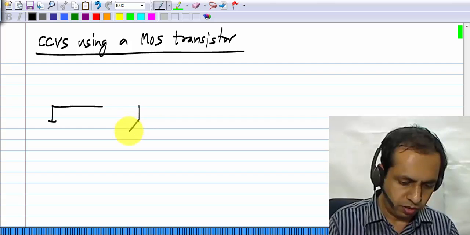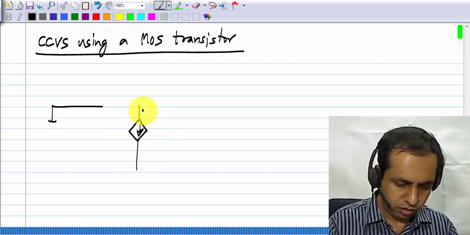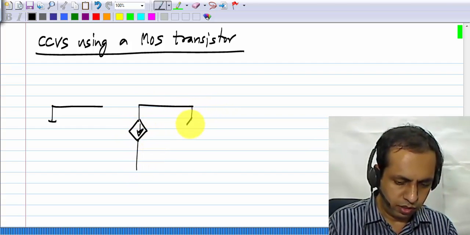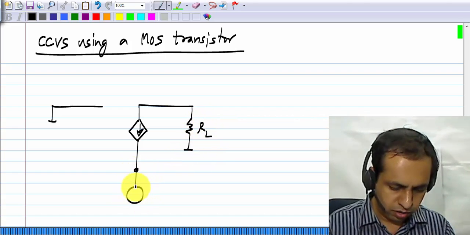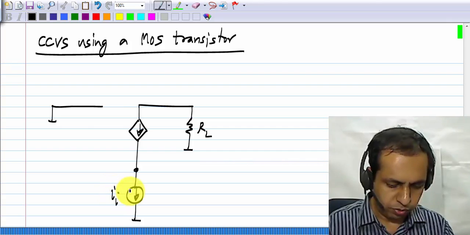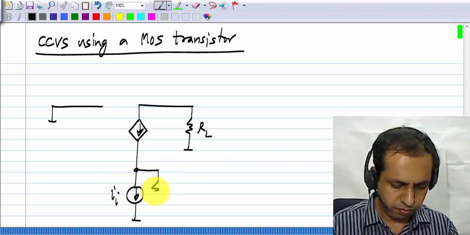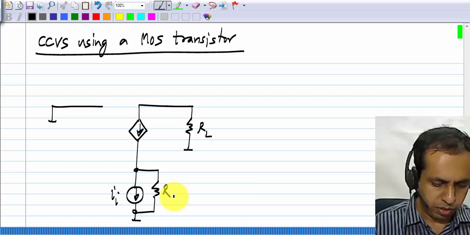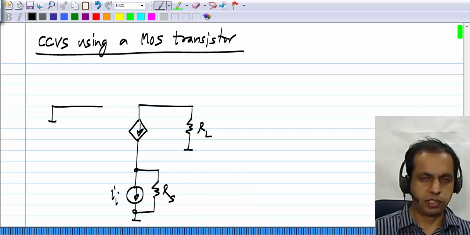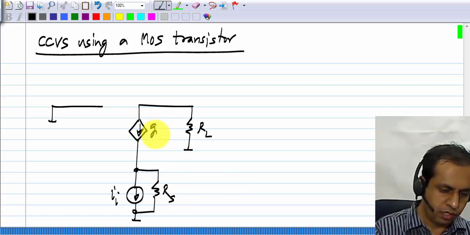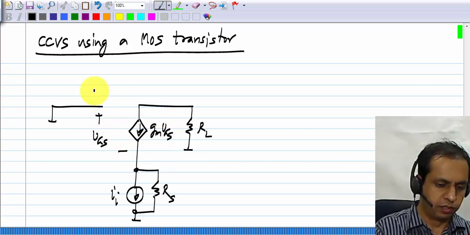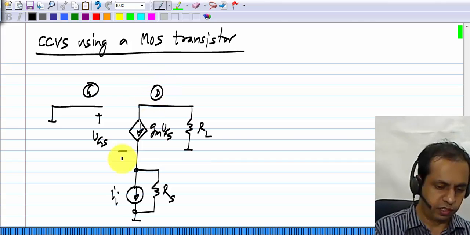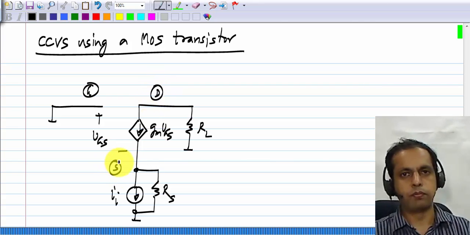The gate is connected to ground, and there is a load resistance here, RL. I will consider an input current II in parallel with a resistance RS, and this is GM VGS, where VGS is this voltage. This is the gate, this is the drain, and this is the source.